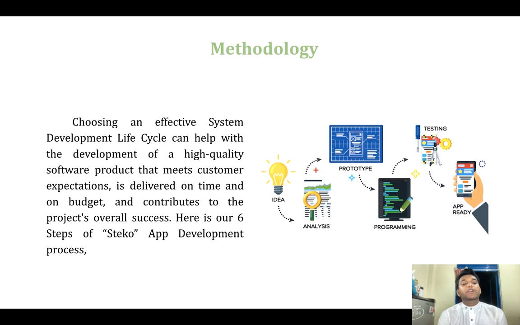Choosing an effective system development lifecycle can help with the development of a high quality software product that meets customer expectations, is delivered on time and on budget, and contributes to the project's overall success. Here are the 6 steps of the Steko app development process. First of all, we generate our idea, then we analyze it, and after that we make our prototype, then we finish our coding, then we test our apps, and now our apps are ready.